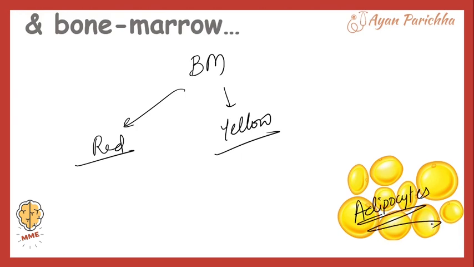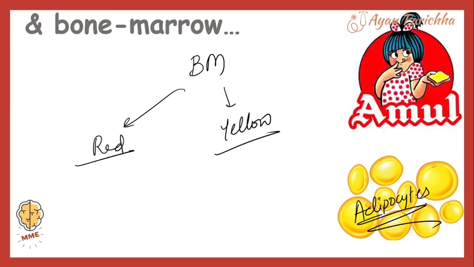Now, how do adipocytes look? Use the usual logical part of the brain. Adipocytes contain what? Lipids. Now, lipids means what? In simple household language, lipids mean ghee, makhan. Now, what is the color of Amul makhan? Amul makhan is yellow. So adipocytes also look yellow. That means adipose tissue also looks yellow. That means whenever bone marrow is yellow, it also has some adiposity. It has increased adipose tissue.